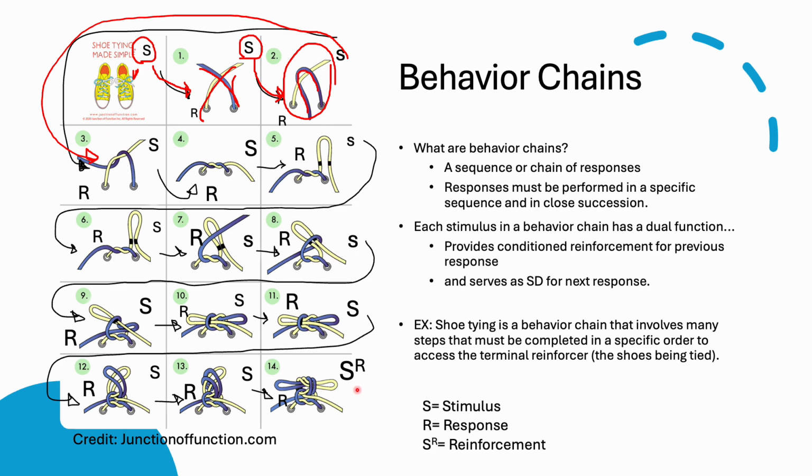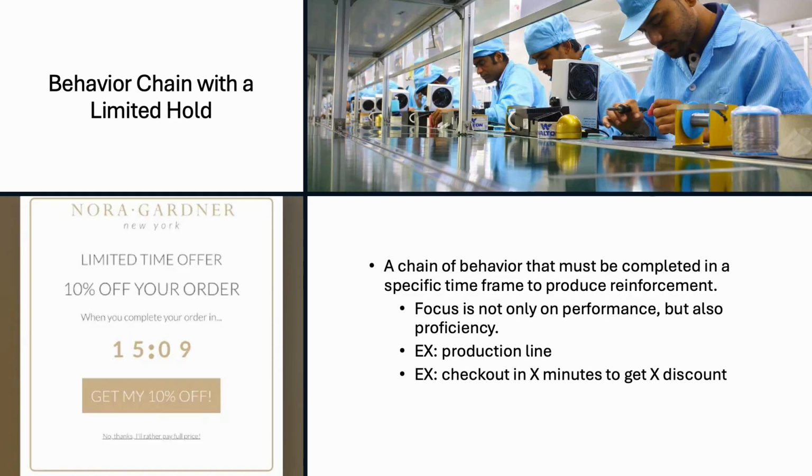And typically, this reinforcer is a more potent reinforcer than all of the other ones that have been received throughout the chain. So we can have behavior chains for many different behaviors. An example would be brushing your teeth. A lot of the different daily living tasks are considered behavior chains. So brushing your teeth would be considered a behavior chain.